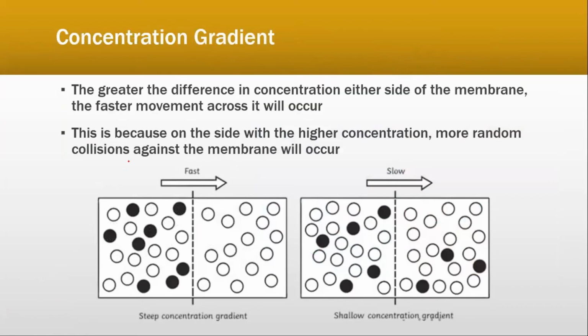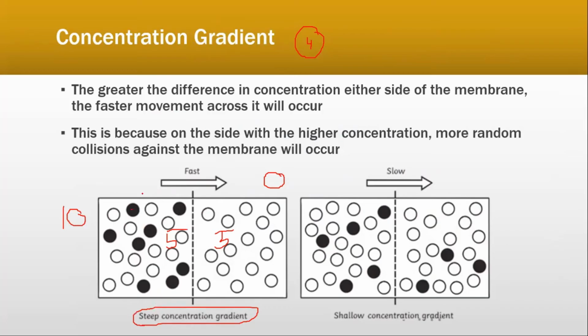Then we have the fourth factor, which is concentration gradient. The greater the difference in concentration either side of the membrane, the faster the movement across it will occur. For example, over here I have a concentration of 10 and over here I have a concentration of 0. In order to reach an equilibrium of 5 on each side, it would take less time and there will be a faster rate of diffusion.